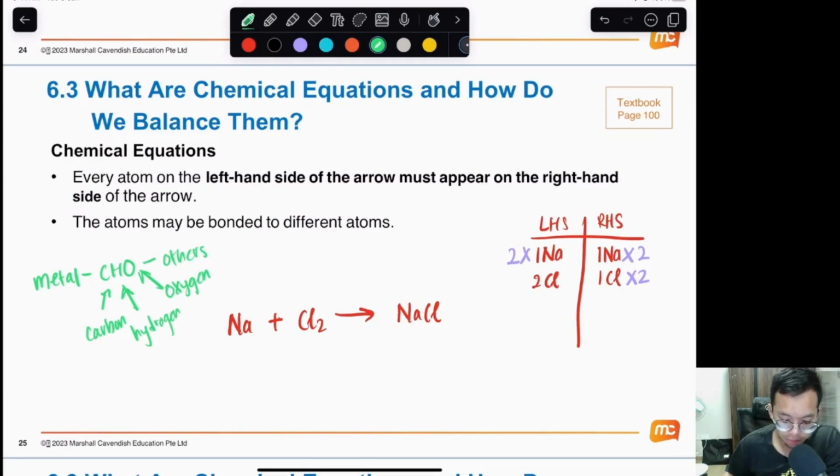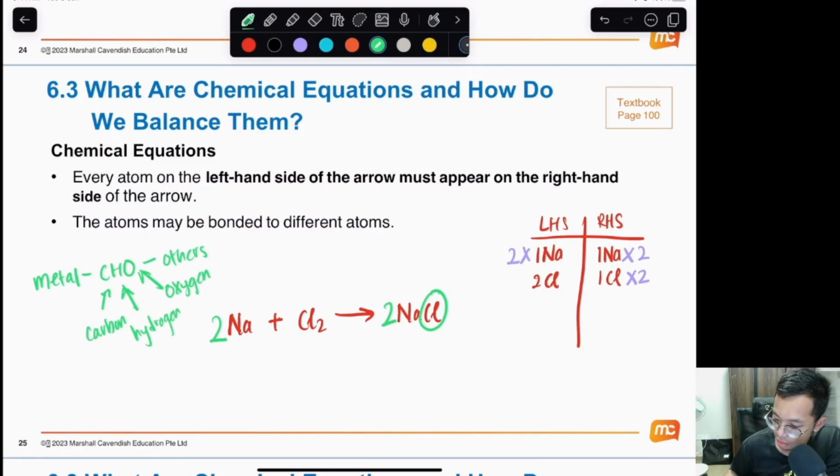Alright, so finally we are at the others. Where others, again, we balance out the chlorine. So we need to balance out this one. How do we balance it? We just have to add a 2 at the front. Once we add the 2 at the front, we need to balance out the 2 here. And now it is balanced. So that is the metal CHO others method.